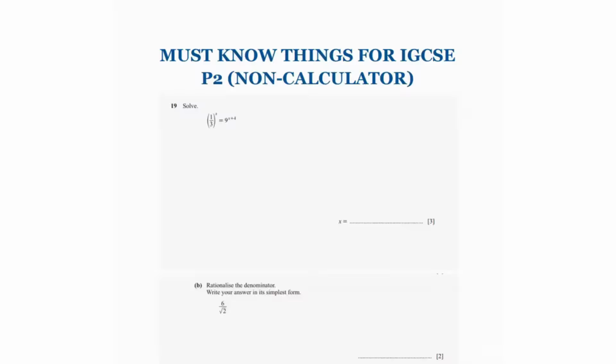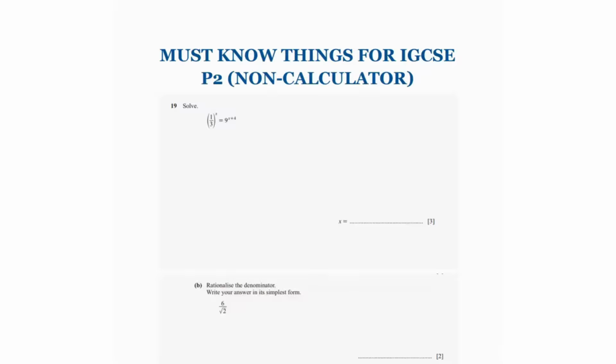As requested by all of you, I'm making this video about things you need to know for Paper 2 IGCSE Cambridge Maths. This is the non-calculator paper. This video is also going to be useful for kids who are appearing for O-Level Maths Paper 1. So basically, in this video, we'll discuss every single skill you need to know to solve questions without using the calculator.